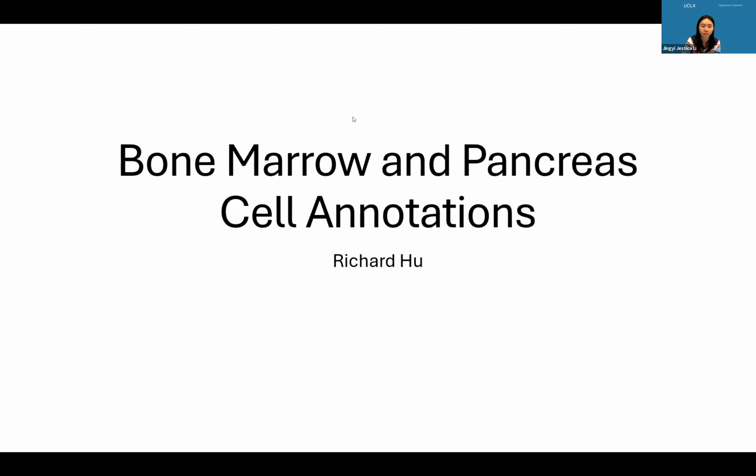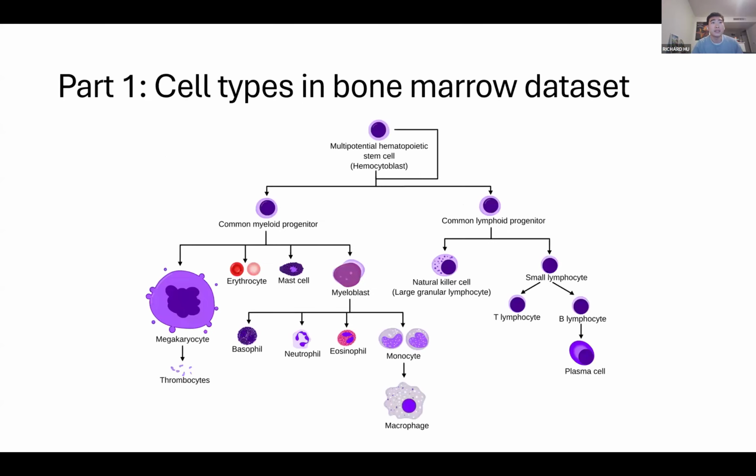Thank you. So I'll just briefly go over both the bone marrow and the pancreas cell annotations. For part 1, we're looking at cell types in the bone marrow data set. An interesting starting point is that all these cells are from the same lineage, starting from progenitor and stem cells. That informs some of my decisions and how I approached the single cell analysis.